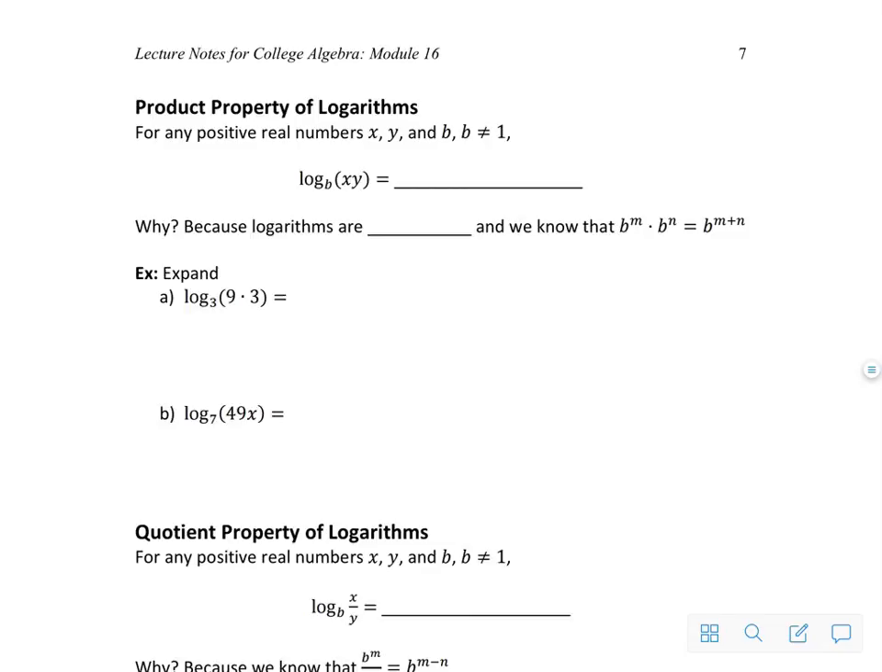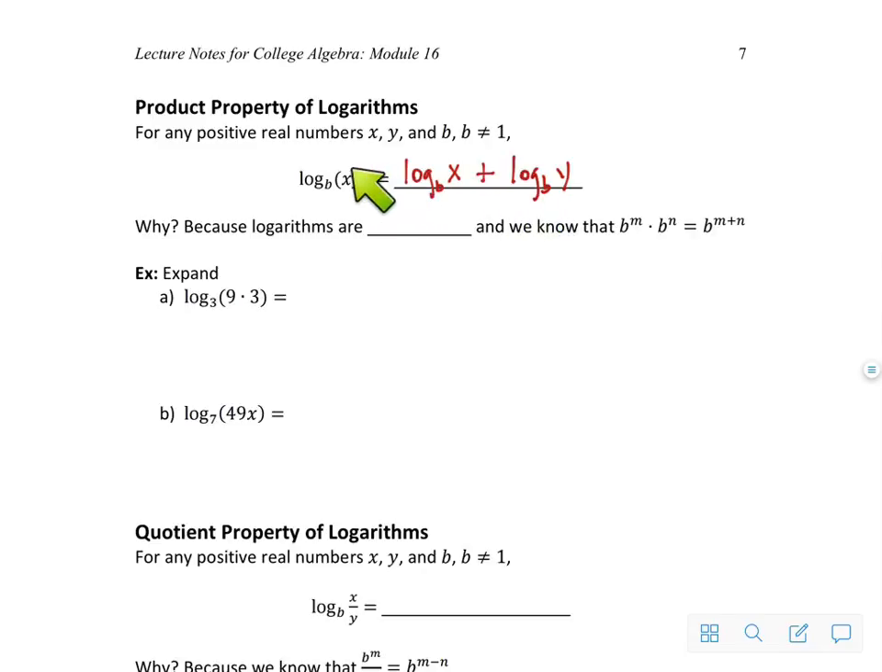The first one, the product property, says that for any positive real numbers x, y, and b, where b is not equal to 1, then we can say that log base b of a product x times y, so when you have two things multiplied together inside, is the same thing as log base b of x plus log base b of y. That the log of a product becomes the sum of two logs, log base b of x, log base b of y.